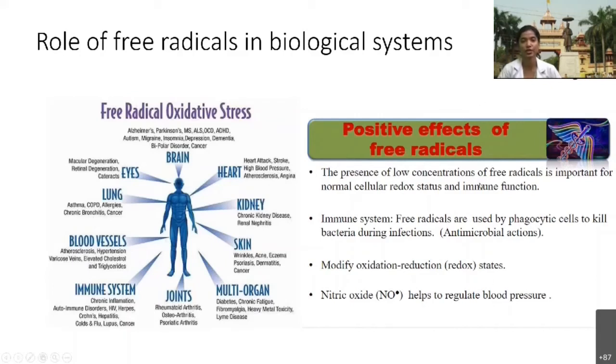The positive effects of free radicals are that the presence of a low concentration of free radicals is important for the normal cellular redox states and immune function. Free radicals are used by phagocytic cells like neutrophils and macrophages to kill bacteria during infections. And they can also modify the oxidation reduction states. Now, nitric oxide, as I stated, helps to regulate the blood pressure.